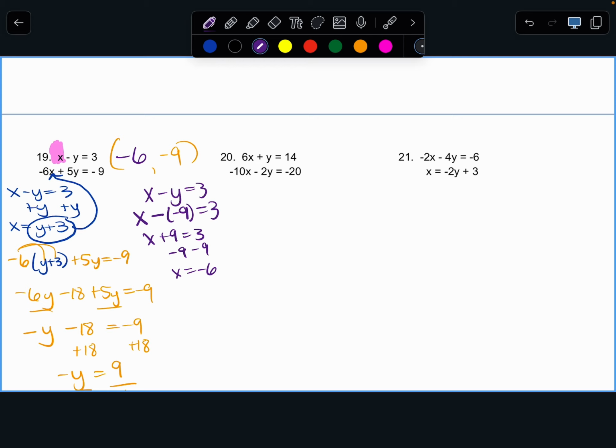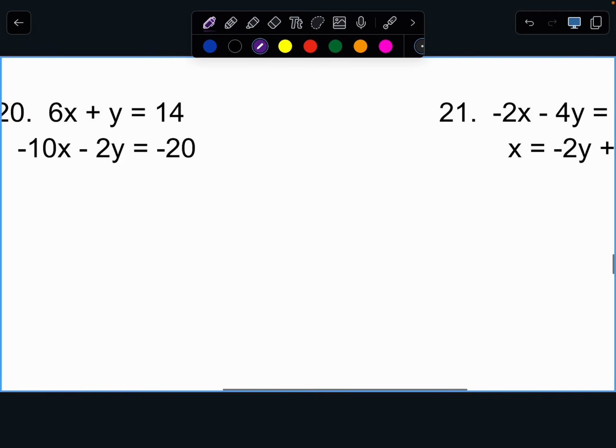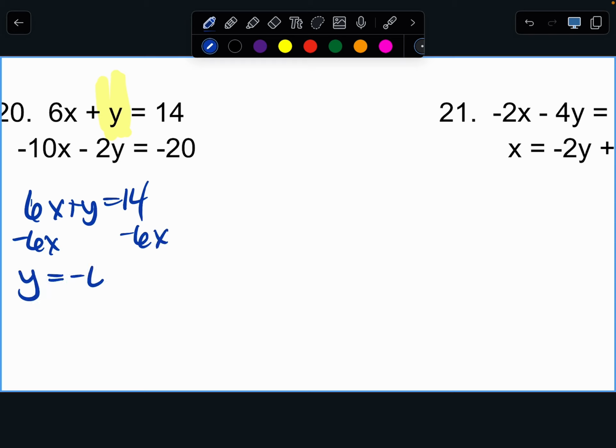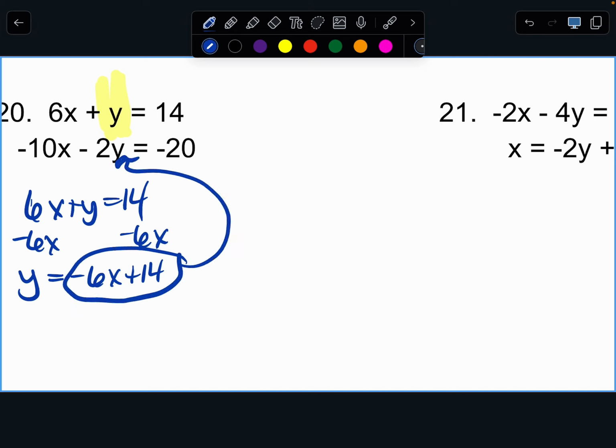Again, number 20, if I look at it, right now, I would solve for this y right here. Why? Because it has a coefficient of 1. So 6x plus y equals 14. I would subtract 6x from both sides, get y equals negative 6x plus 14. I would take this and plug it in for the y.